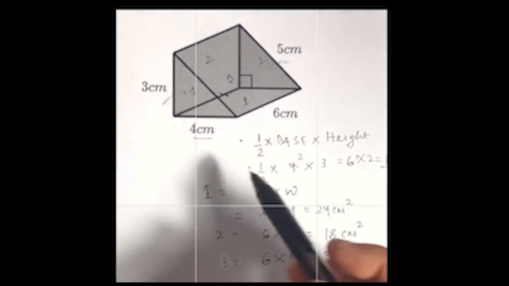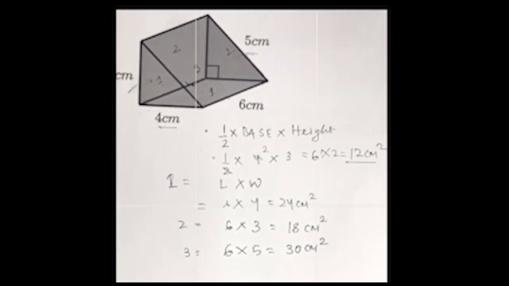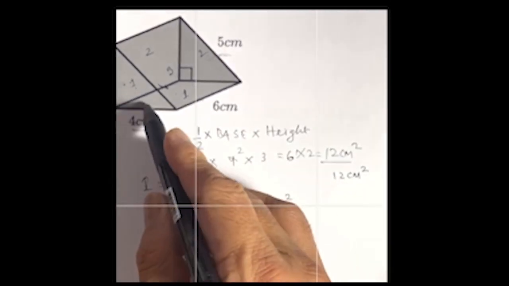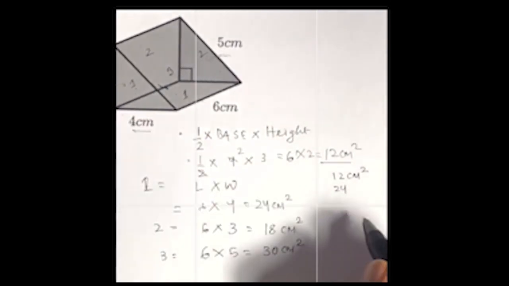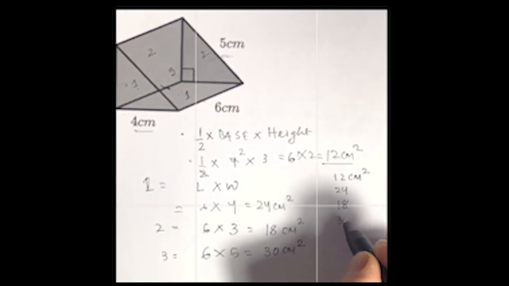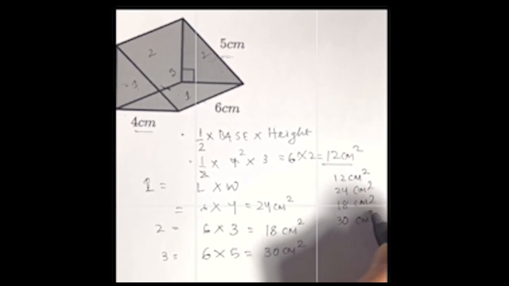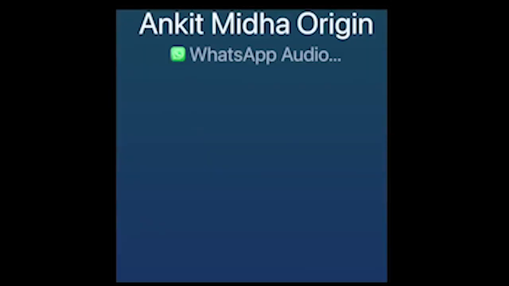Now we'll have to add all these 5 sides to find out the total surface area. To do that, what we got first was 12 centimeter square for these two sides, and then the first rectangle as 24, the second one as 18, the third one as 30. If you add everything, this is 84. So 84 centimeter square. Okay, so it's easy.